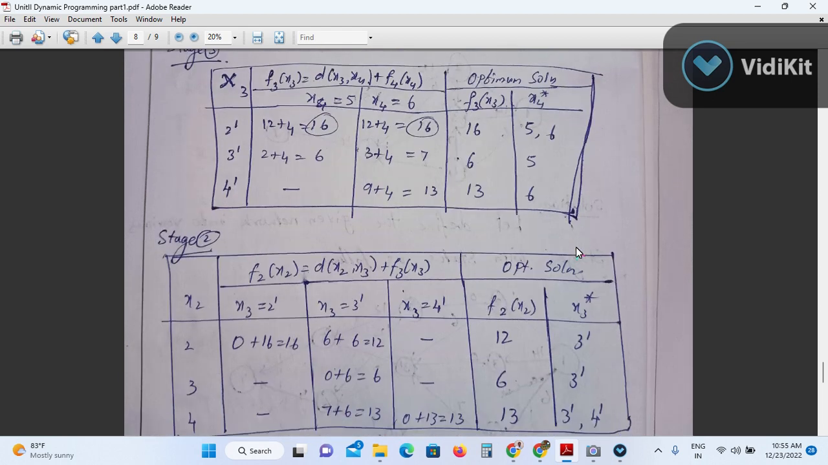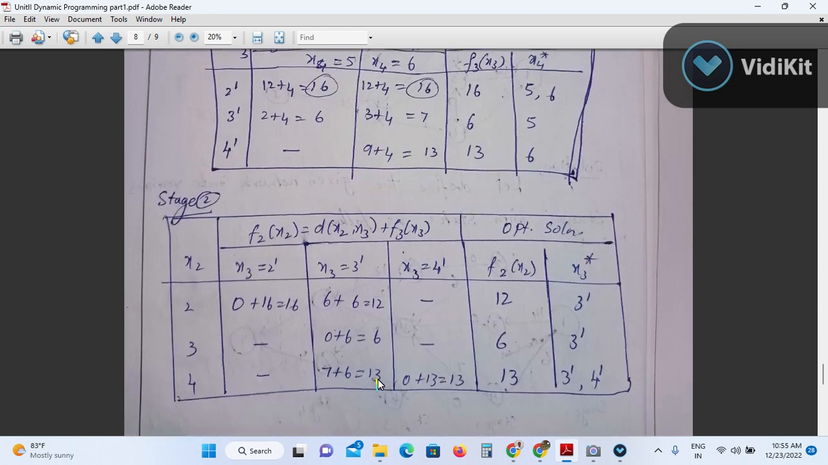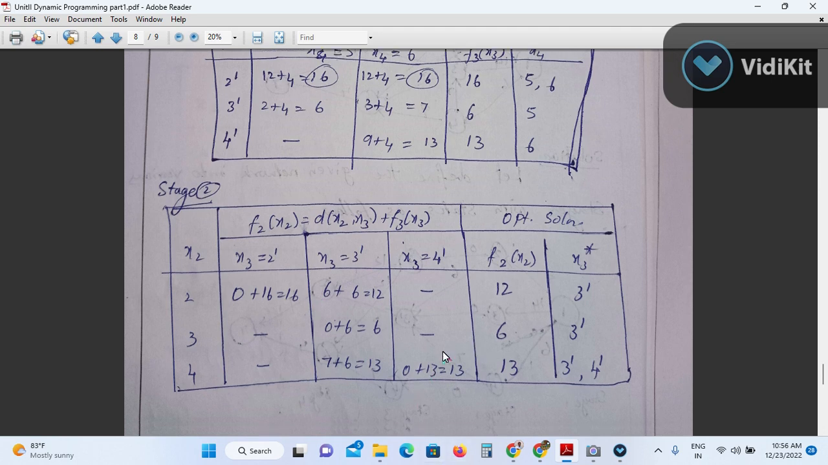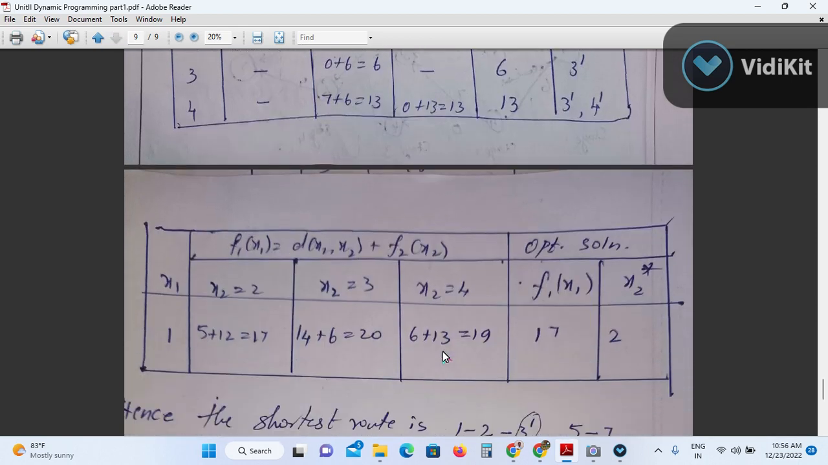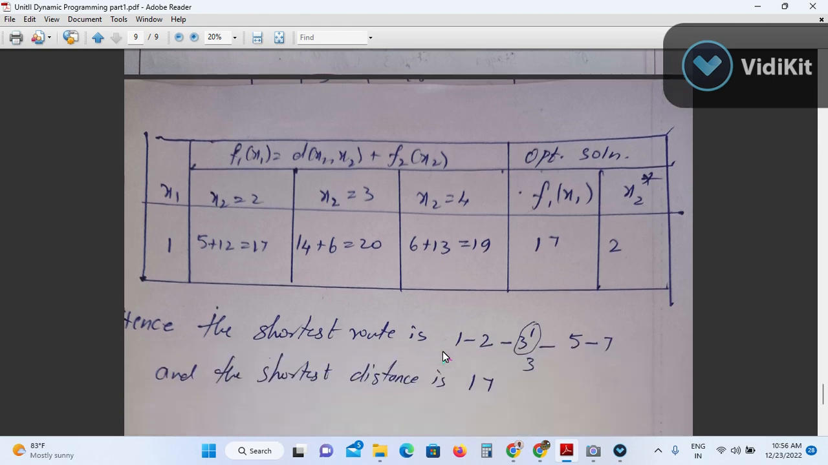Like that, we can think about it here also, that is 13 and 13, right? That is, to reach from 4 to 3 prime, it is 13. From 4 to 4 prime, you will get 13, right? So for both of these we have to take them as optimal. Now I think it is very easy to observe the case, right? So you just go through it.